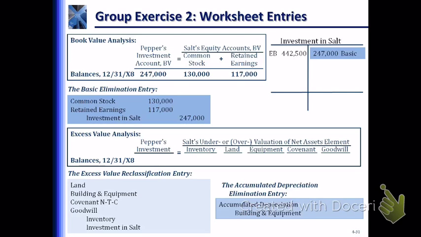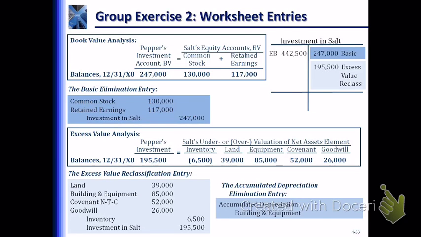So our eliminating entry is common stock, retained earnings, and the investment account. So our elimination is for the book value. We had $195,500, which was equal to the differential, and that was overvalued inventory, undervalued land, undervalued equipment, undervalued non-compete covenant, and goodwill. And we put those into the eliminating entry. And when we record that into the T account, that would go towards the original investment. And when we look, that is now canceled out.